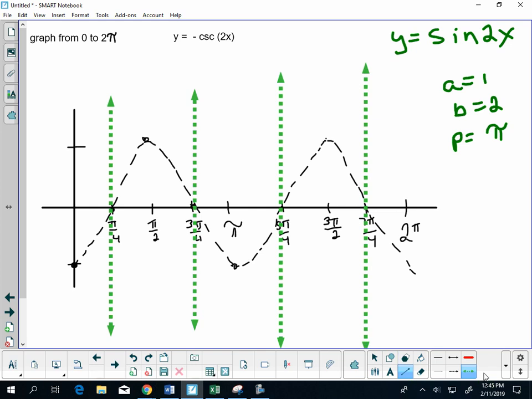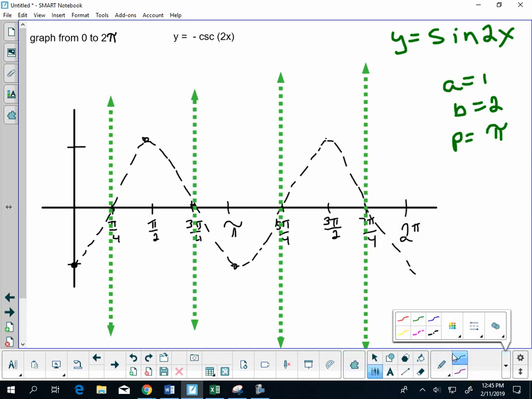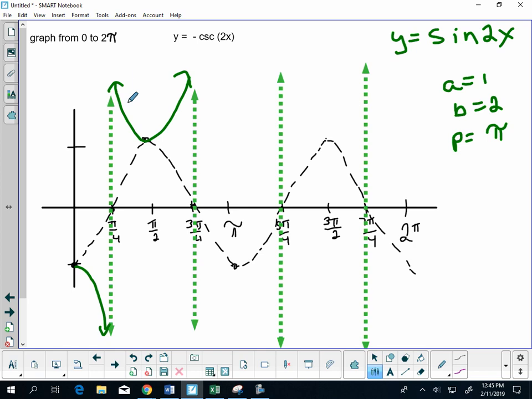Now once I have that, I'm going to go ahead and draw the function. I'm going to have a minimum there. Becomes a maximum. And that's what your graph should look like. Again, the graph doesn't include that black part of the sine. That's just there to kind of guide you.